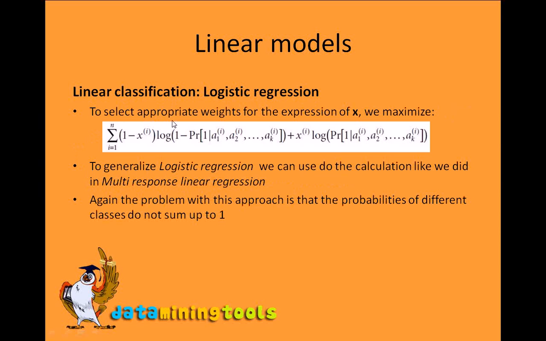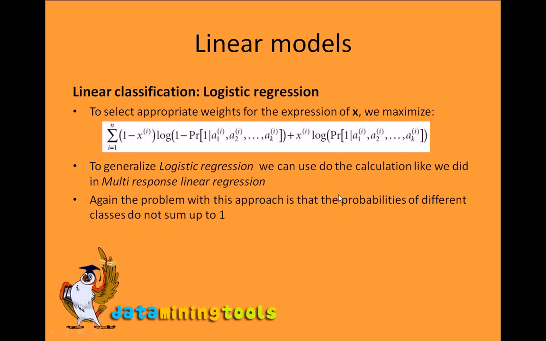In multi-response linear regression, in the prediction case, we try to minimize the squared sum. For logistic regression, we have a different parameter which we want to maximize. This is the value which we want to maximize. To generalize logistic regression, we can use the calculation like we did in multi-response linear regression, in case we have more than one class.